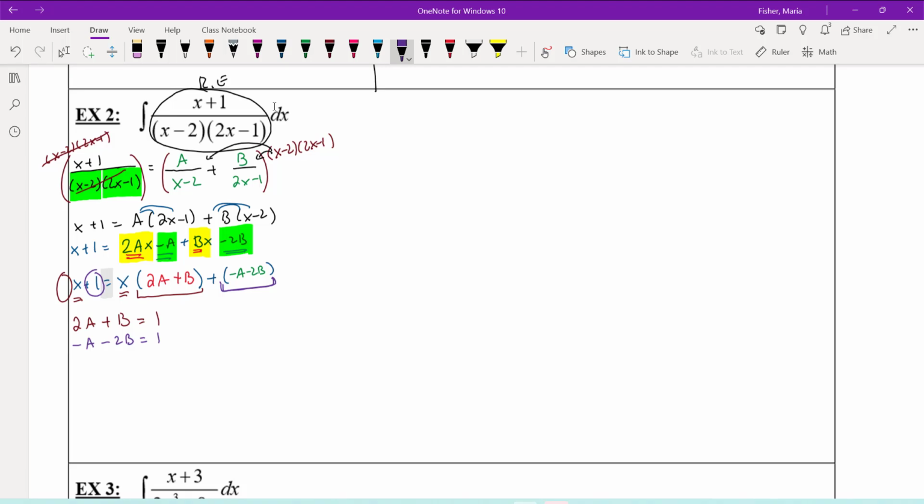Now I have a system of linear equations. I'm going to show you how to do the system of linear equations in the calculator. Even though this one's pretty simple to do by hand, we're just going to learn the calculator method for it. Before I put it in the calculator, let's make it into a matrix first.